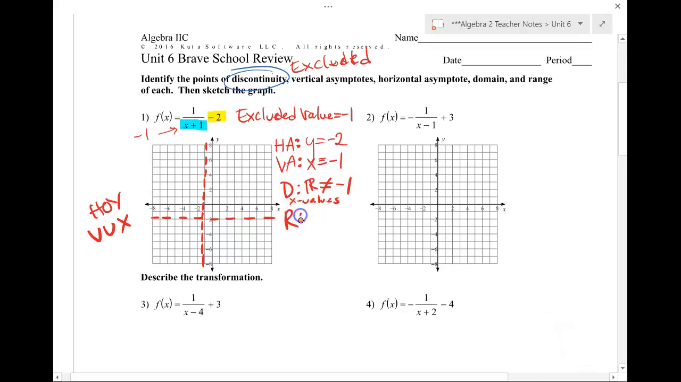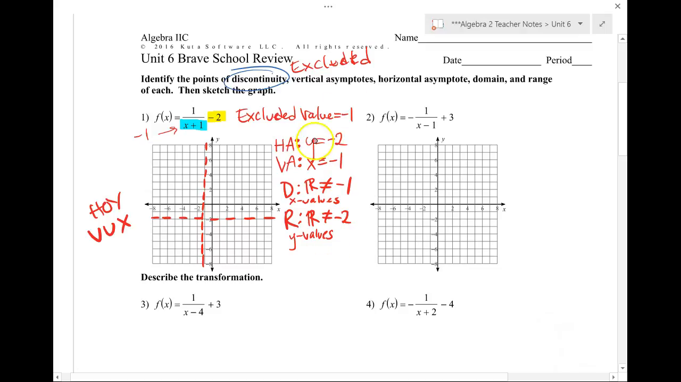And then the same thing goes for the range. In this case, we're talking about the y values, and this is referring to our horizontal asymptote. Now, y can be any value, or all real numbers, except it cannot equal, that's what that symbol means, cannot equal the same number as our horizontal asymptote, -2.